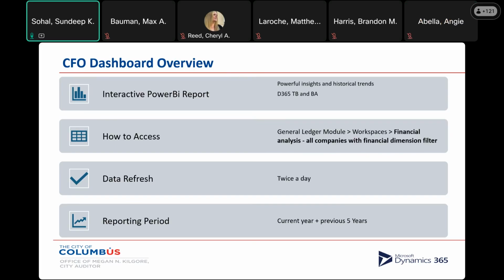and users can access this report by going from the general ledger module to the workspace with financial dimensions. The financial reporting workspace will be available in your general ledger module workspace. For the reporting period, you can view data for the last 6 years using this dashboard, so current year plus previous 5 years.